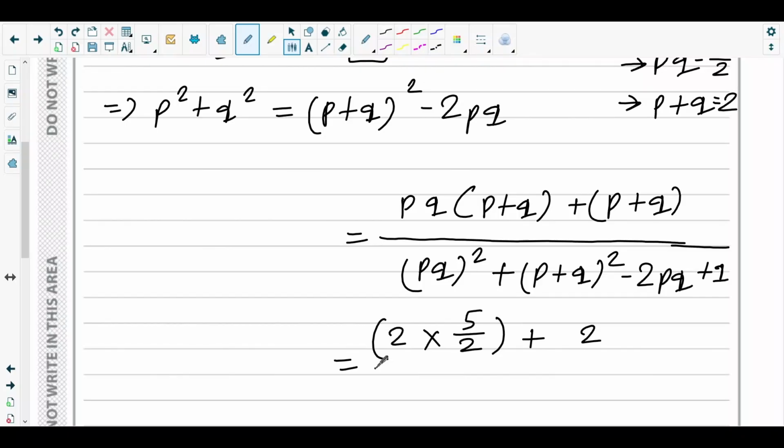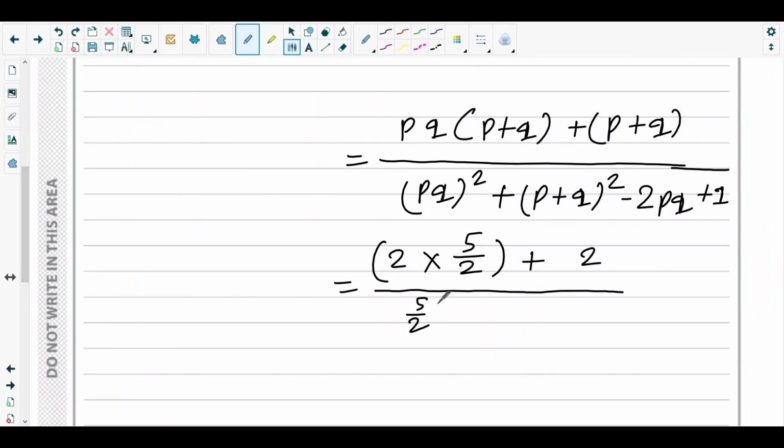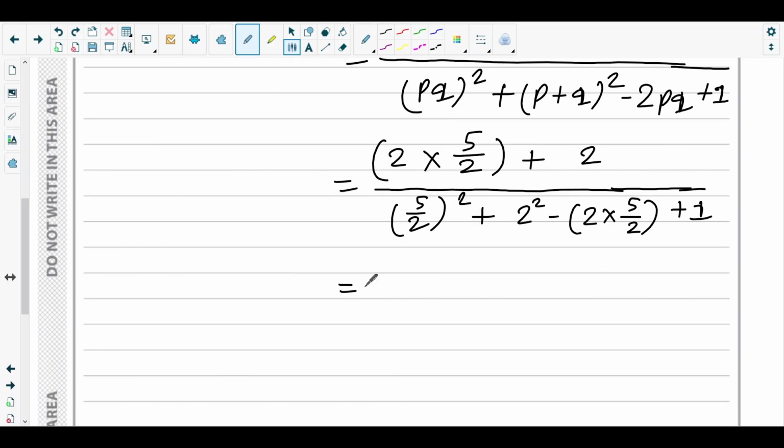Divided by pq whole squared. So pq is 5 over 2, so (5 over 2) whole squared plus 2 squared minus 2 times pq, which is 5 over 2, plus 1. Now just simplify it to get the sum of roots. So 2 times 5 over 2 is basically 5. So 5 plus 2 is 7. Then (5 over 2) whole squared is 25 over 4.